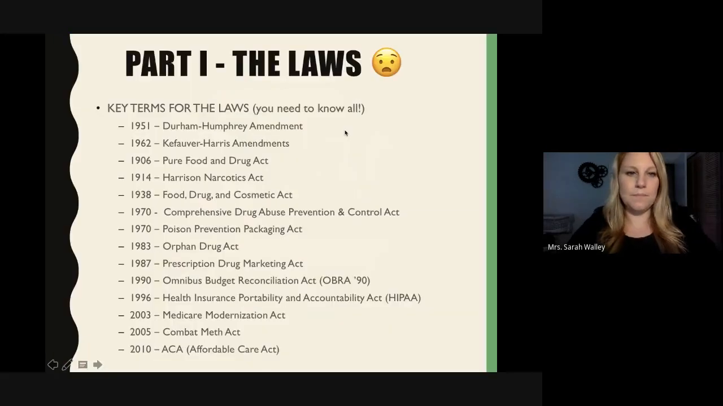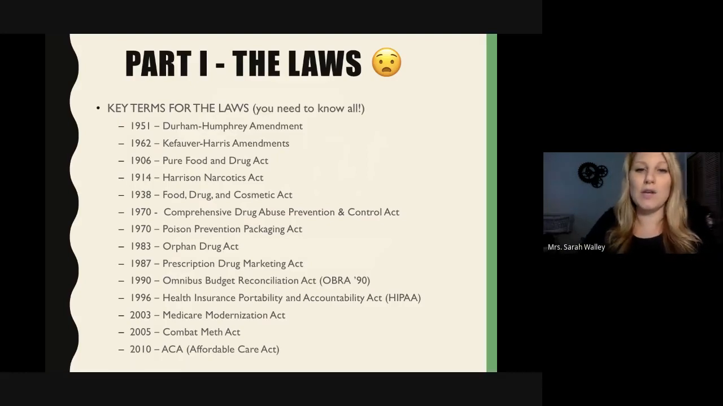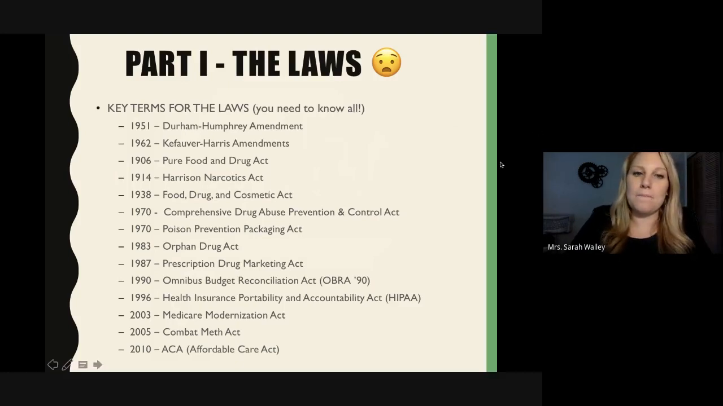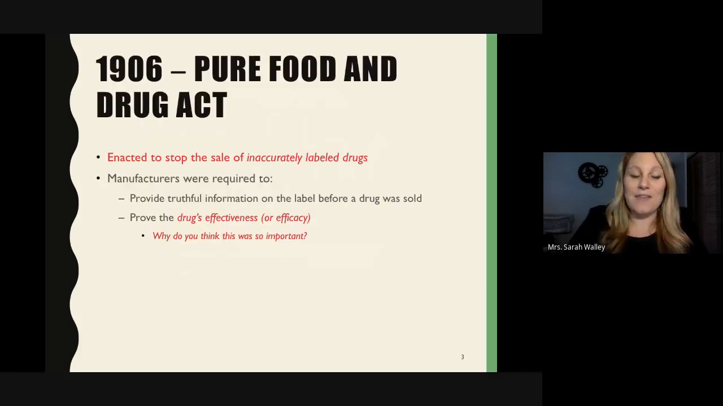Okay, all right, so the laws. Key terms, you need to know all of them. There's a bunch of them here, and we'll go through each one and talk about them. And hopefully you can remember them after this if you pay attention.